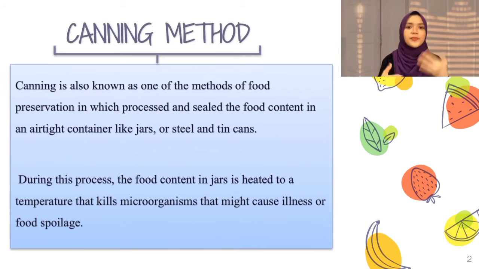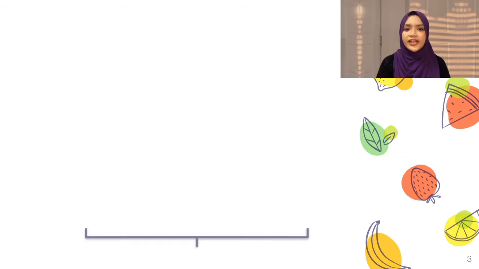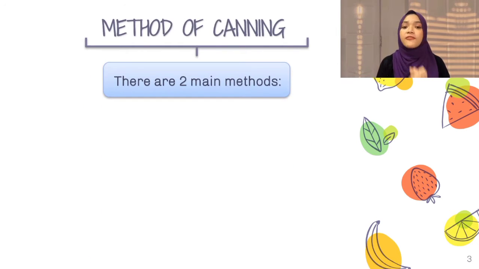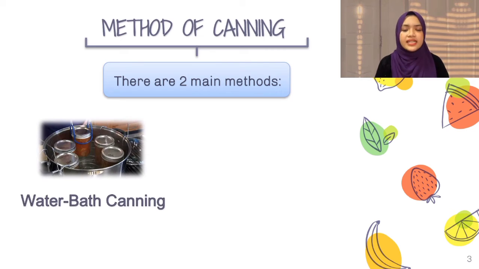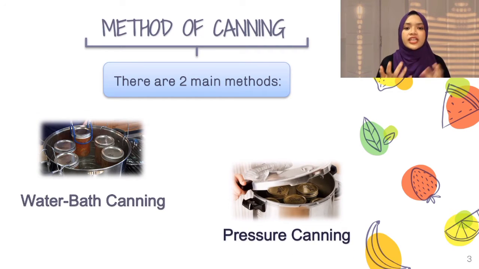Canning method. Basically, this method is known as one of the methods of food preservation in which it processes and seals the food content in an airtight container. During this process, the food content in jars is heated to a temperature that can kill the microorganisms that might cause food spoilage or illness. So here are the two common methods that have been used during canning. The first one is the water bath canning method and the second one is the pressure canning method.